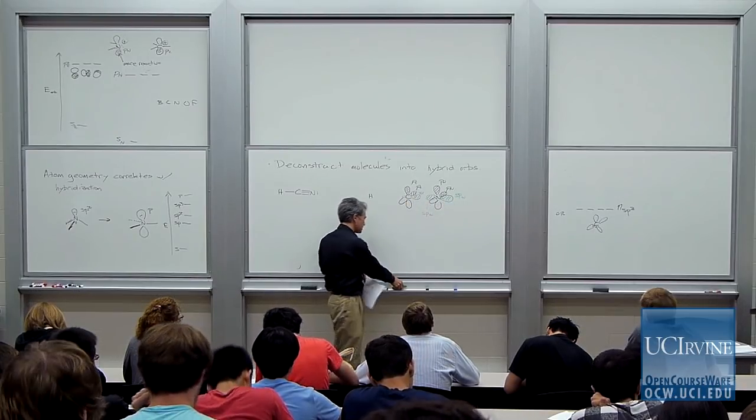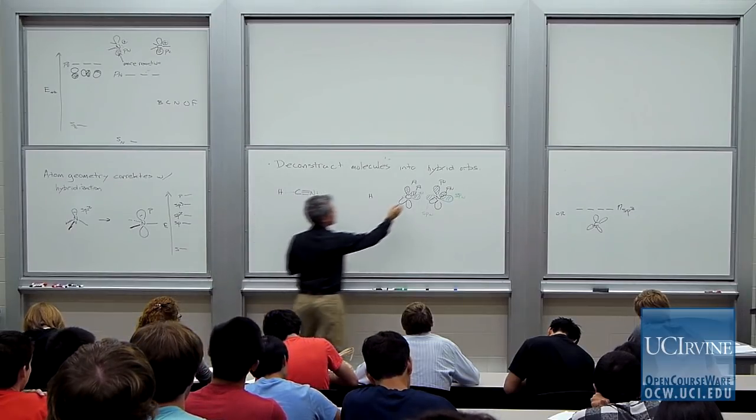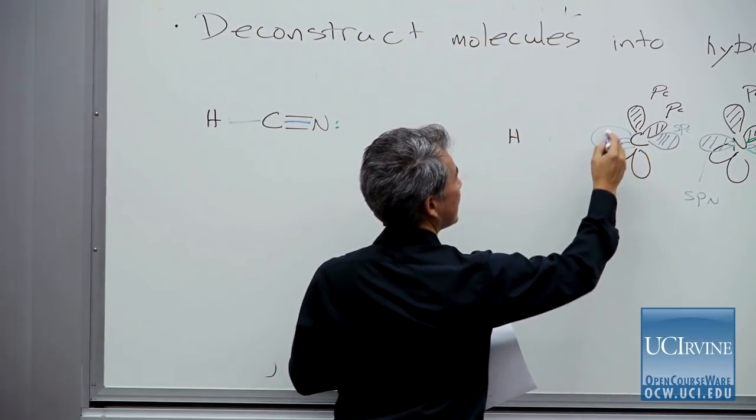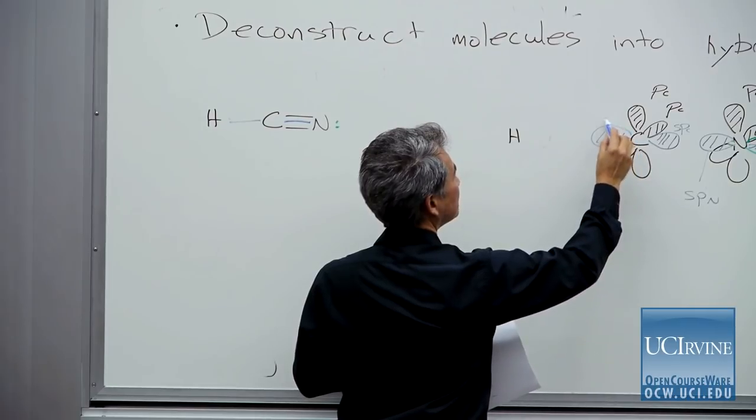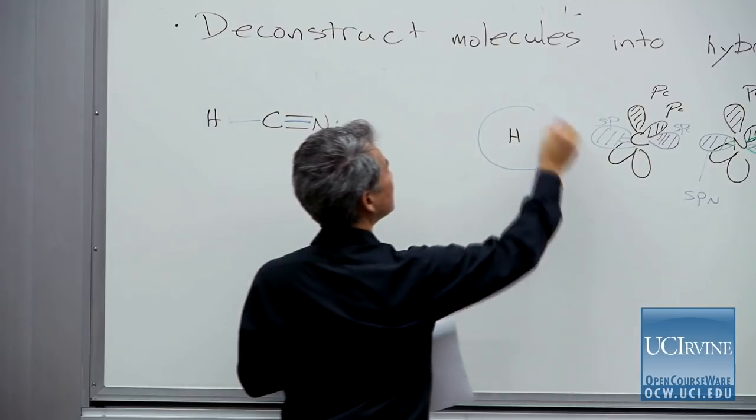I need to do the same thing for that carbon atom and draw another bond going back here. So let me draw another sp orbital on carbon sticking out on the back end. And then finally, that makes a bond with hydrogen.